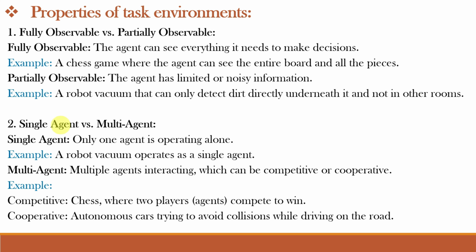Okay. Second property is single agent versus multi-agent task environment. As the name suggests, for single agent, only one agent is operating alone, while for multi-agent, multiple agents can be operating and interacting, which can be competitive or cooperative. The example of single agent task environment is a single robot vacuum that operates as a single agent, whereas examples for multi-agent task environments are, for competitive multi-agent, chess, where two players or agents are competing to win the game, whereas the example of cooperative multi-agent task environment is autonomous cars which try to avoid collisions while driving on the road.